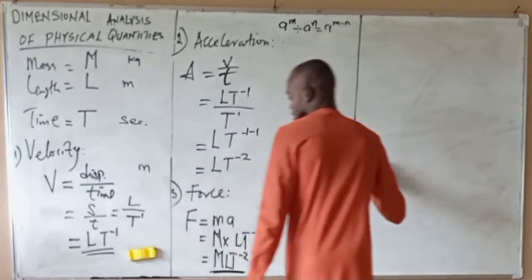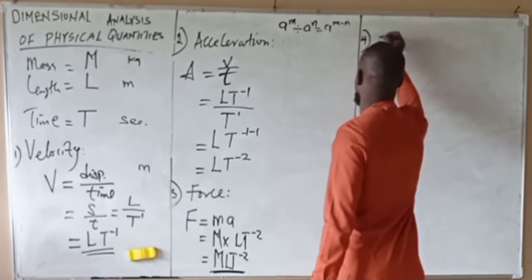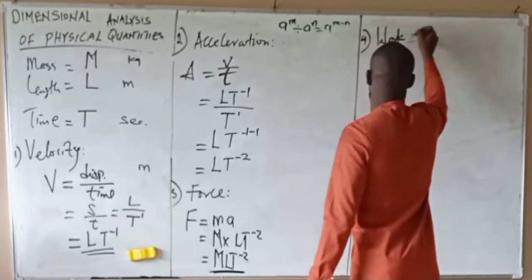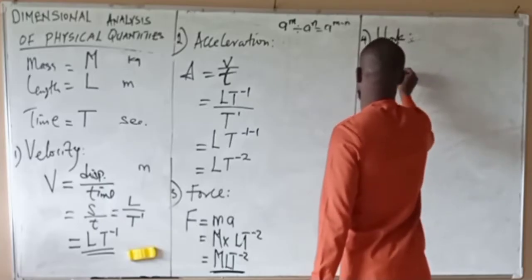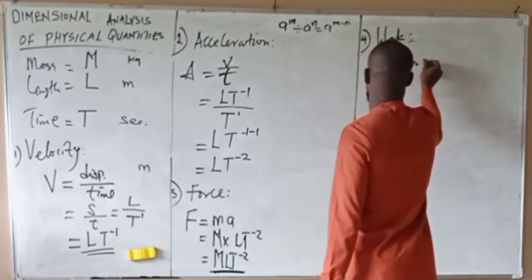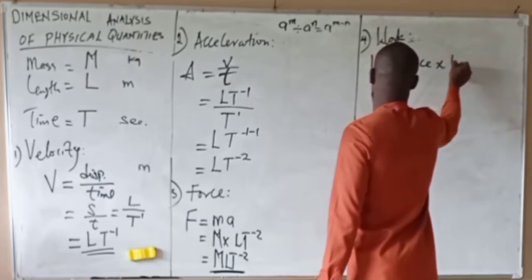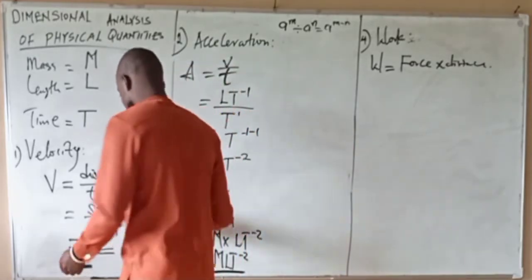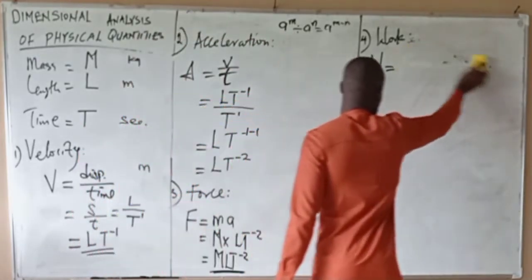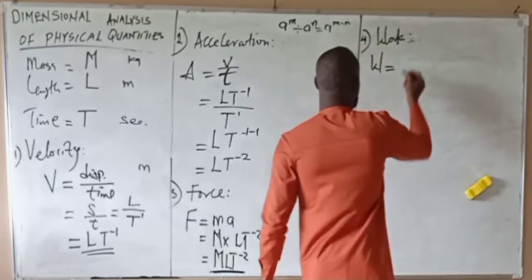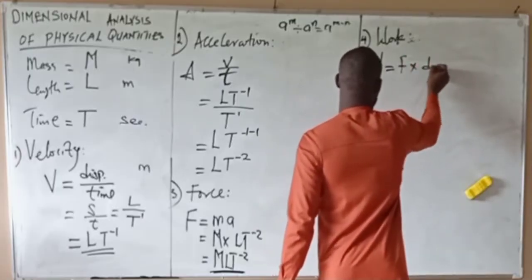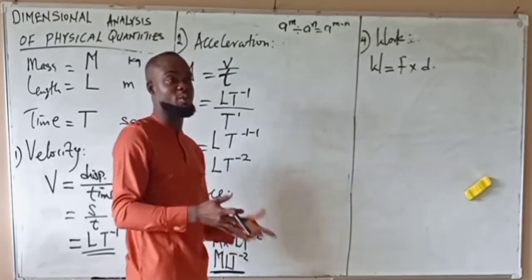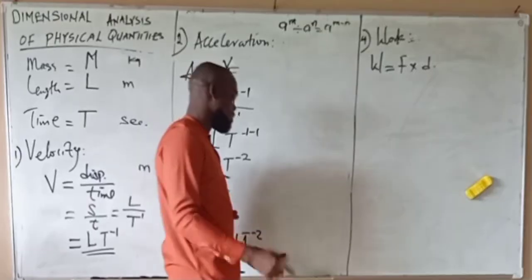So let's look at another one, the fourth one. Let's look at the dimension for work or work done. What will be the dimension for work? Remember, work is what? The product of force and distance moved in the direction of the force, which is just force and distance. I'll always mark that: force and distance. That is work. Work is the product of force and distance moved in the direction of the force.